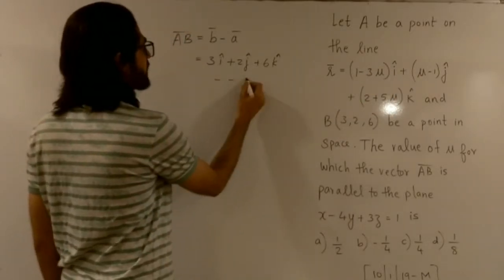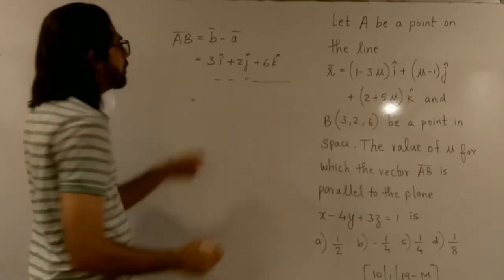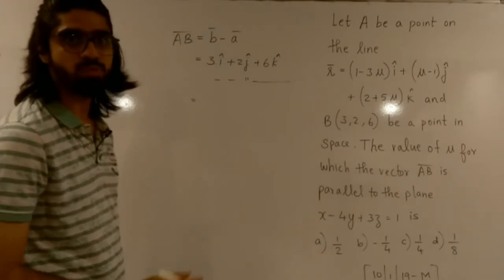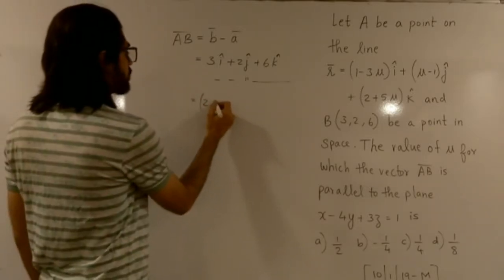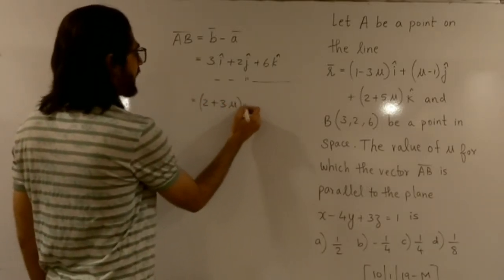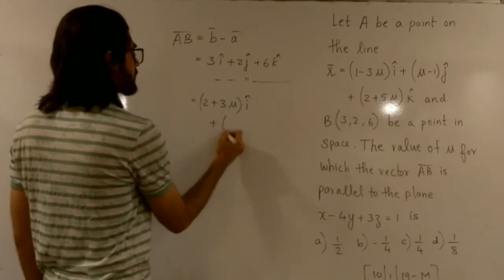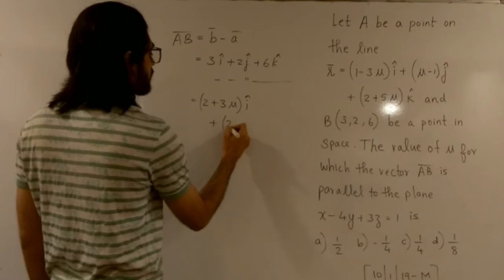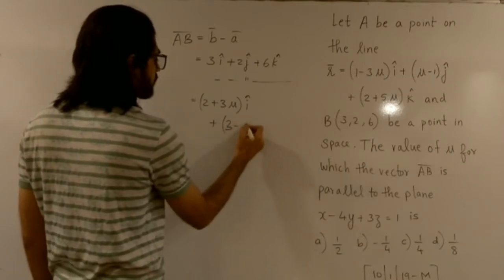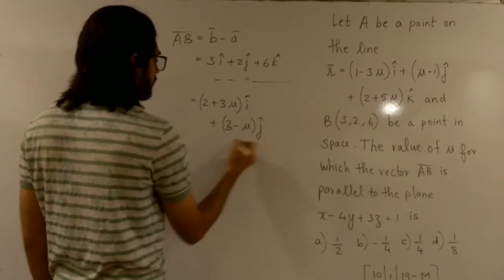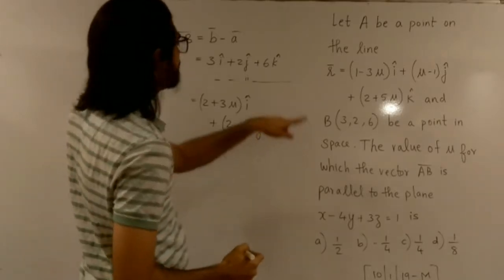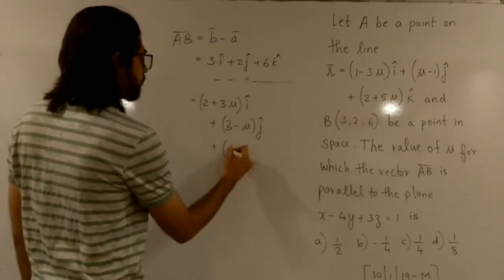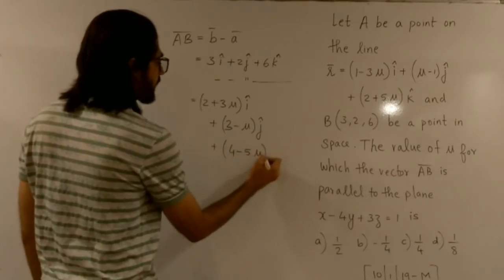Just imagine I have written it over here. So when you subtract the terms, you get 3 minus 1 plus 3 mu, that will be 2 plus 3 mu. So I get 2 plus 3 mu into I cap, plus the term I will get in j cap will be 2 minus mu plus 1, so that will be 3 minus mu, plus I will have 6 minus 2 minus 5 mu, that is 4 minus 5 mu, the whole into k cap.